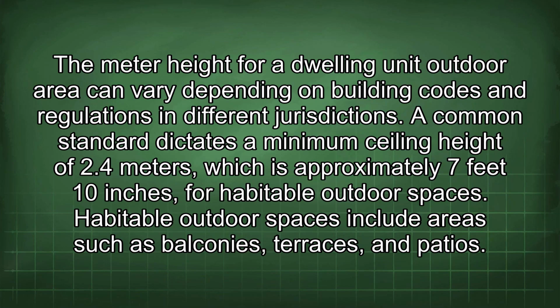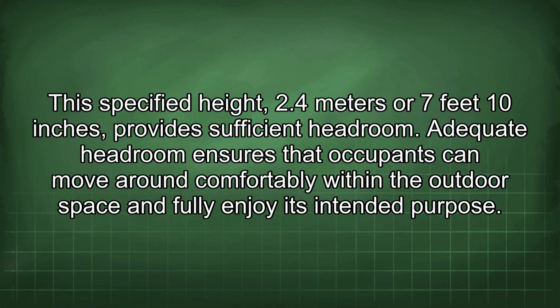The meter height for a dwelling unit outdoor area can vary depending on building codes and regulations in different jurisdictions. A common standard dictates a minimum ceiling height of 2.4 meters, which is approximately 7 feet 10 inches, for habitable outdoor spaces. Habitable outdoor spaces include areas such as balconies, terraces, and patios. This specified height, 2.4 meters or 7 feet 10 inches, provides sufficient headroom. Adequate headroom ensures that occupants can move around comfortably within the outdoor space and fully enjoy its intended purpose.